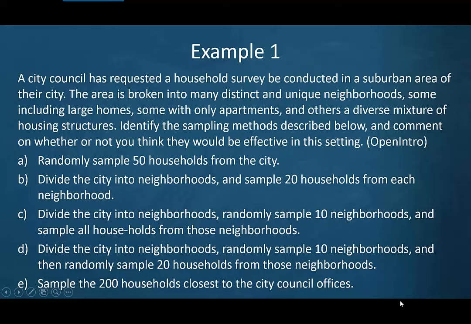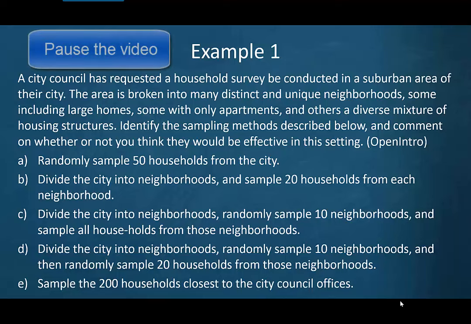Let's work through some examples. Example 1. A city council has requested a household survey be conducted in a suburban area of their city. The area is broken into many distinct and unique neighborhoods, some including large homes, some with only apartments, and others a diverse mixture of housing structures. Identify the sampling methods described below and comment on whether or not you think they would be effective in this setting. So pause the video here if you haven't been doing that and see if you can think about each of these.